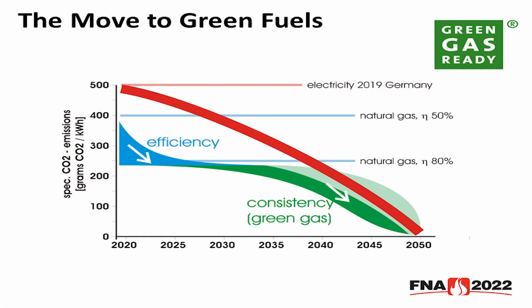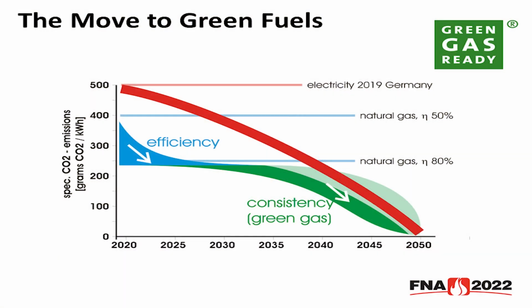Okay, so we've been hearing a lot about green energy lately, right? It's coming our way soon, whether we like it or not, so we need to prepare for that. This chart shows specific CO2 emissions, so normalized, projected over time. So the red curve represents electricity, the blue represents natural gas, the green would be green fuels such as hydrogen, ammonia, etc. So what does this graph tell us?